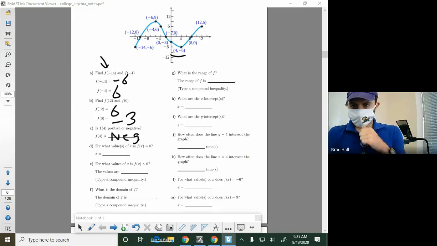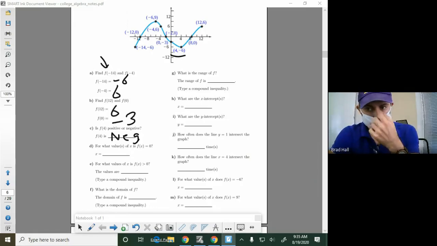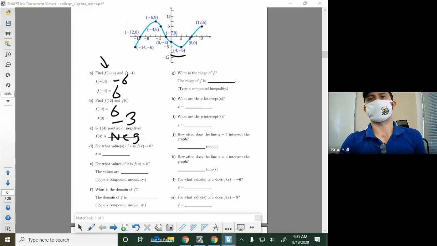All right, move on to part D. So this is where these problems start to step it up a little bit. For what values is f of x equal to 0? Notice that the 0 is not in the parentheses anymore. And that is because we are now addressing when y is equal to 0. When y is equal to 0, what is x?